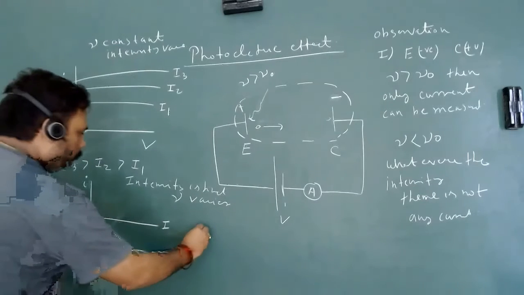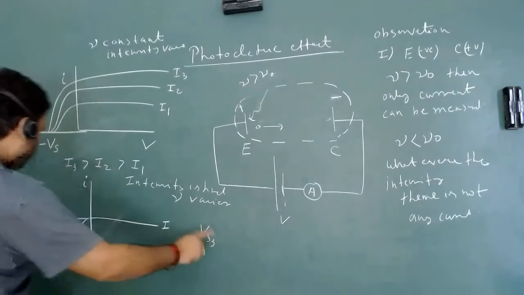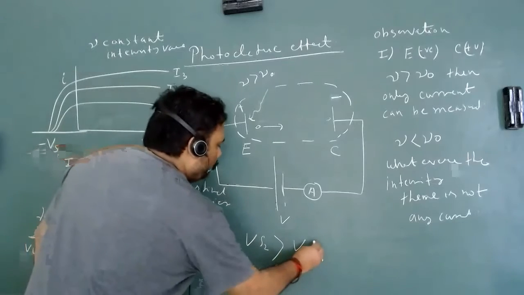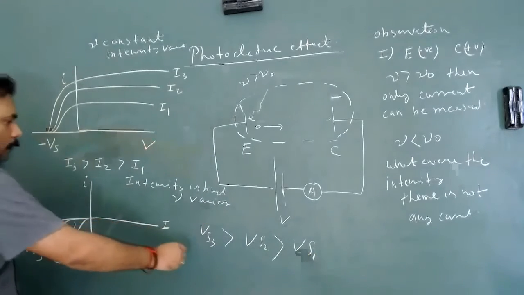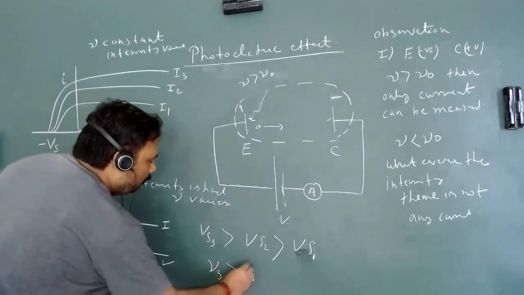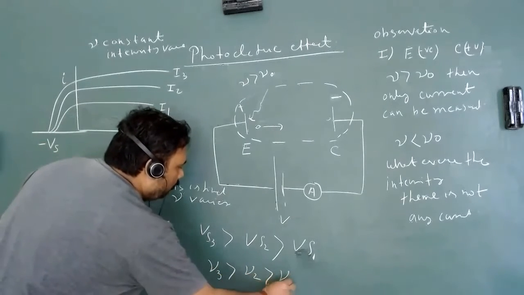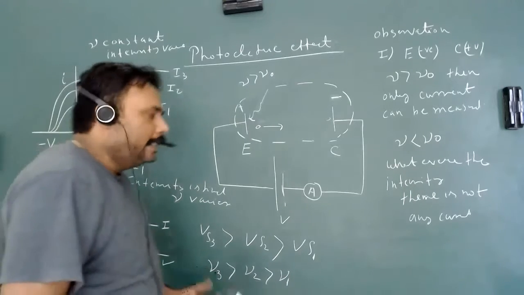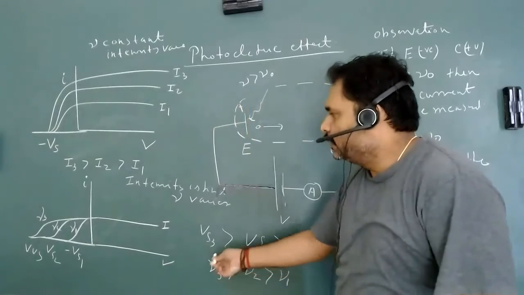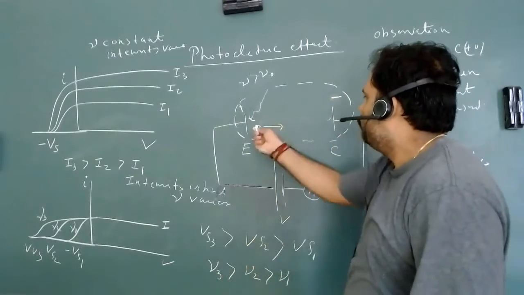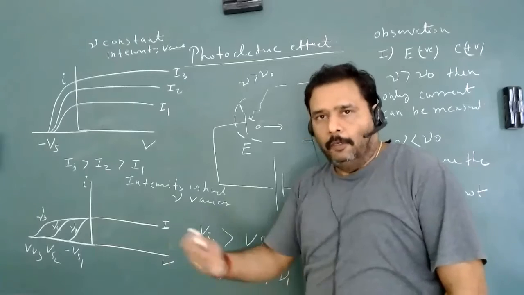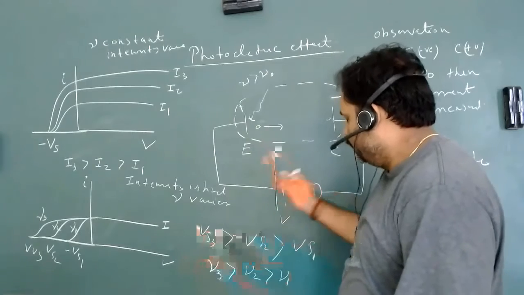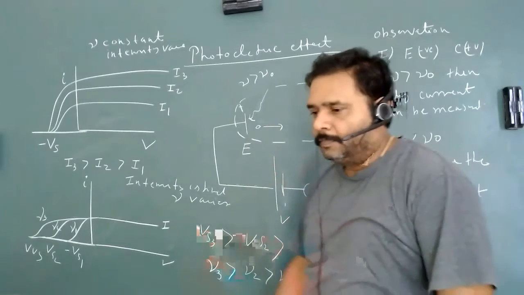And what have we seen? We have seen Vs3 in terms of magnitude is greater than Vs2 is greater than Vs1, and we have also seen that nu3 is greater than nu2 is greater than nu1. So what we have seen is that the higher the frequency, the higher the potential we need to stop this particular electron. The lower the frequency, the less potential we need to stop it.